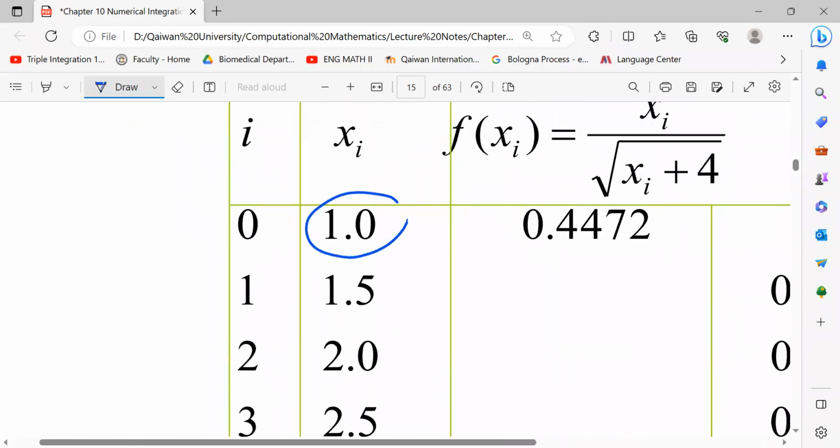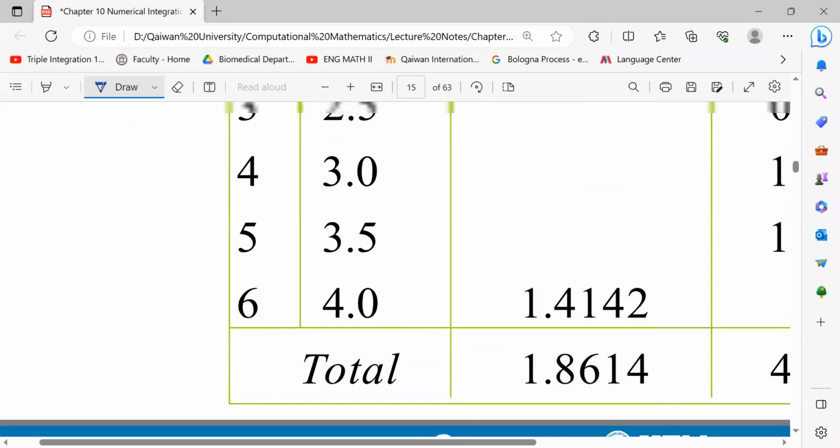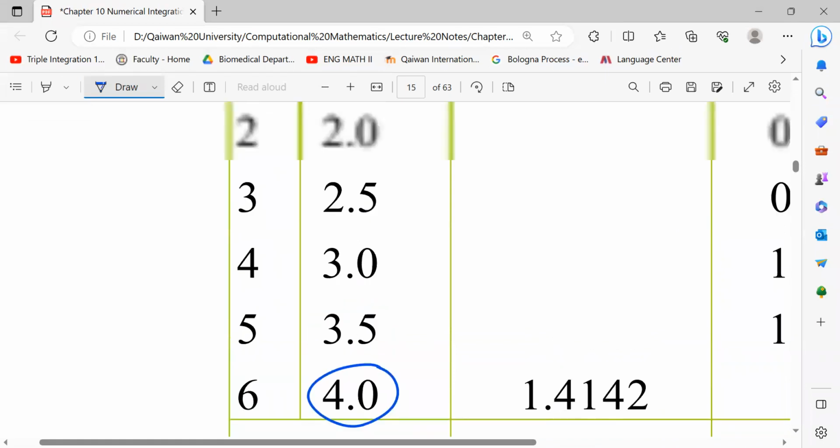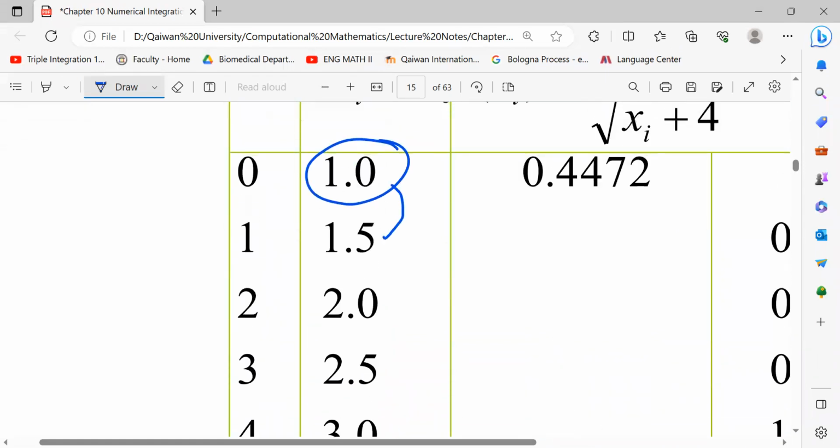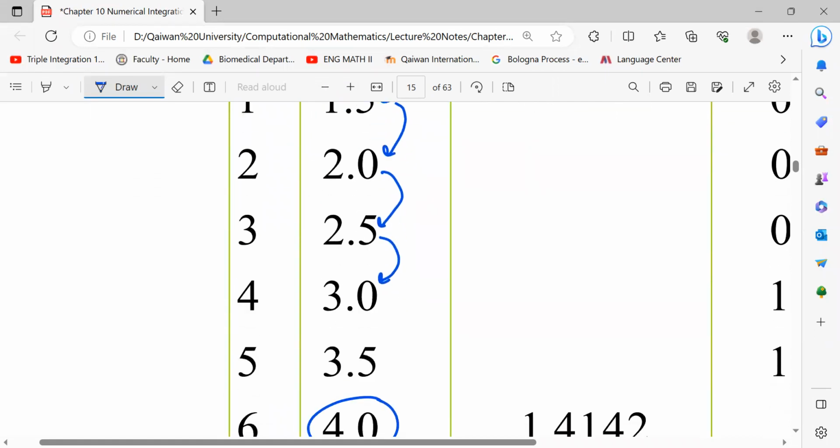This is x0. This is x6. As you see, our step size is 0.5, 0.5, 0.5, 0.5. We just add 0.5 to each x to get the next x.